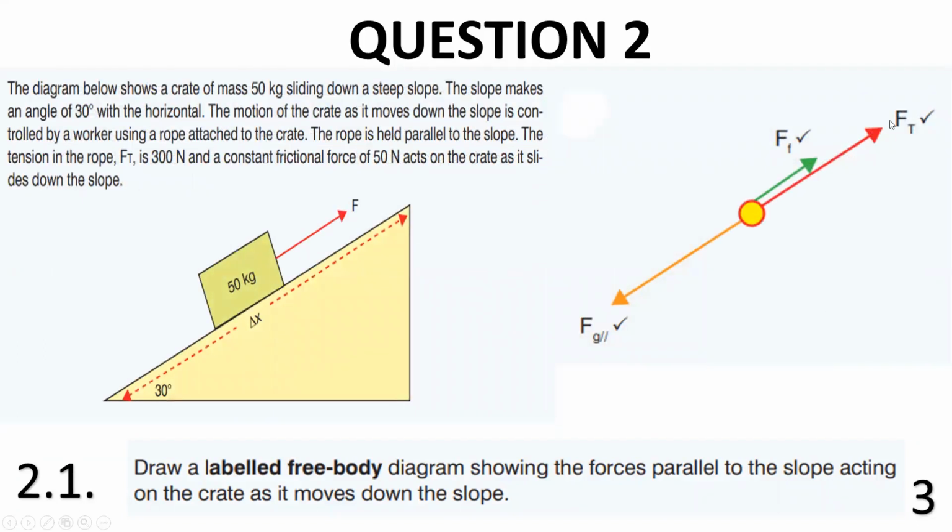Yes, we have tension force, friction force, and Fg parallel. So for parallel it looks like this, but if they ask you for the full free body diagram, you are going to draw another one here. What is that? Fg perpendicular, and the other one, the normal force, perpendicular. But one more time, if they ask for the full diagram, draw all; if they ask you only for perpendicular, you are going to draw only those two, normal force and Fg perpendicular. But for now, parallel only: friction force, tension force, and Fg parallel. Done. Question 2.1 is worth 3 marks because we have 3 forces.